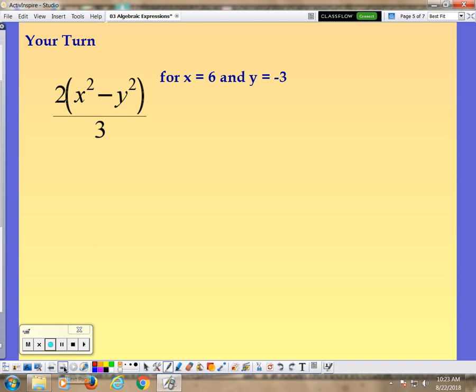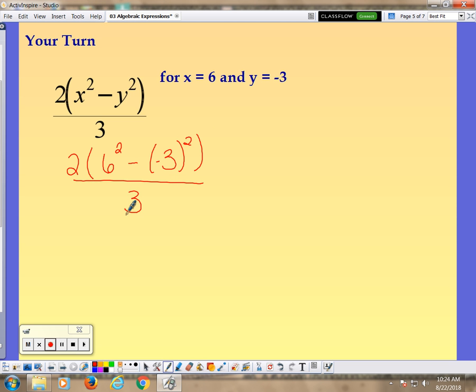All right, here we go. We're on page 5 of 7. Let's do this nasty looking guy. So I have 2 times the quantity of, well, I'm going to plug 6 in for the x. I'm going to plug a -3 in for the y. That's all divided by 3.